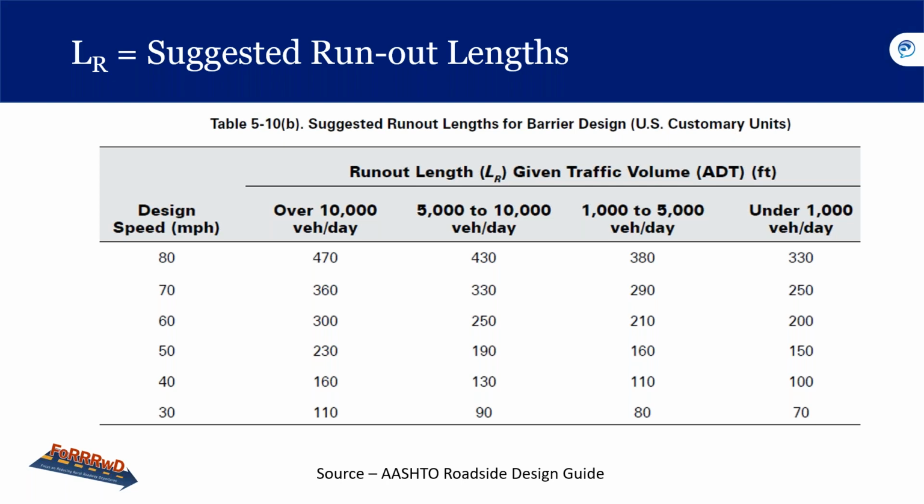Some states use lesser distances based on different accident studies. So these values are different. They're lower than previous versions of the Roadside Design Guide and are based on a study called the Cooper study. The study that documents the basis for the lower runout lengths is in the Transportation Research Record, 1984, and it's called Guardrail Runout Lengths Revisited.